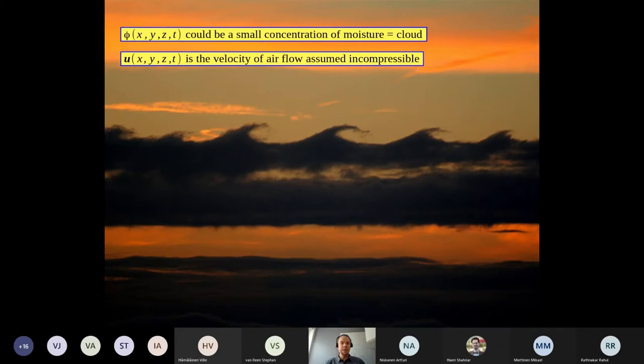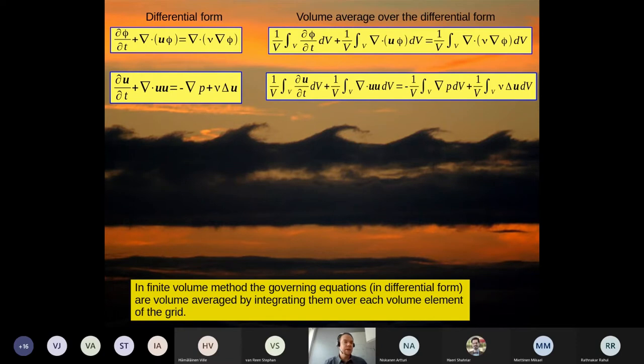You have some quantities. Let's say in this example, it could be the concentration of moisture, cloud aerosols. Velocity is the velocity of the airflow. And we have the governing equations. So you have a transport equation for aerosol concentration in the cloud, water, let's say water vapor, water aerosol concentration. You have the Navier-Stokes equation for momentum.